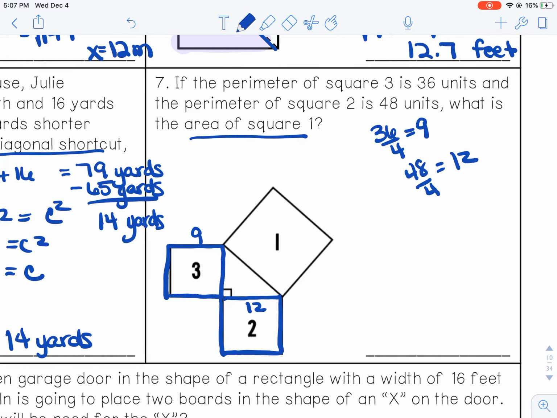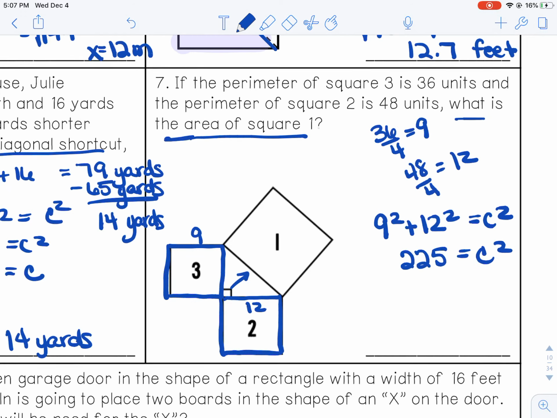So first of all, let's go ahead and do some calculations. We're going to have to find the side of square 1 first. So that's going to be C. So we've got 9 squared plus 12 squared is equal to C squared. All right, so 9 squared plus 12 squared is equal to 225. Okay, that's C squared.